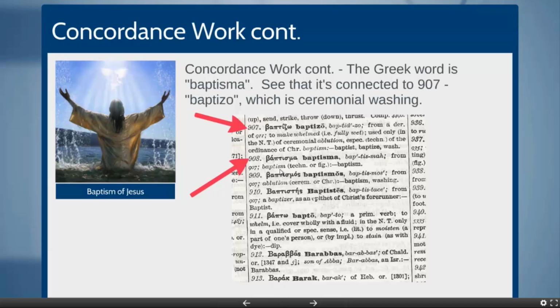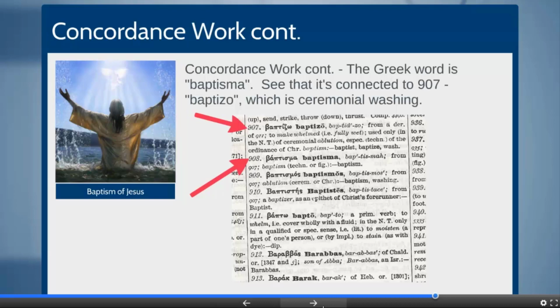Technically, baptism. So if you go back to 907, baptizo, you start looking through a ceremonial ablution or washing, and so you see that this is a ceremonial washing, not just taking a bath, not just going for a swim. There's a definite theological and spiritual purpose to that. So that's just a sample of looking up a concordance in the back.